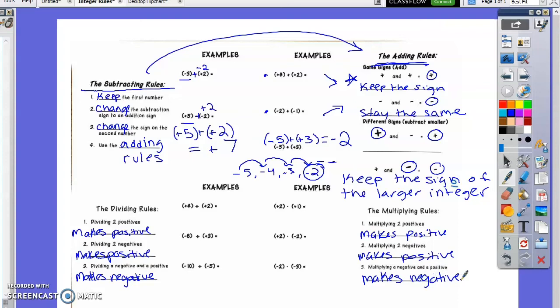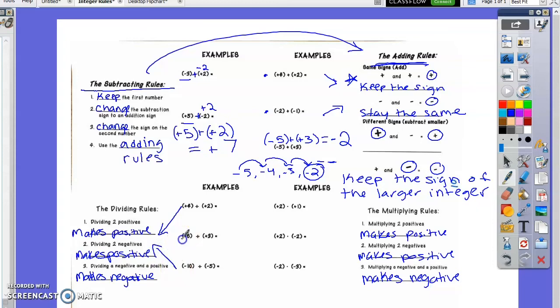Okay? So over on the dividing rules, I am going to leave the examples for you that have the same signs. So these 2 are positive, and it makes a positive. I would like to see that this is completed tomorrow when you get to class. These 2 are negative. They also make a positive.